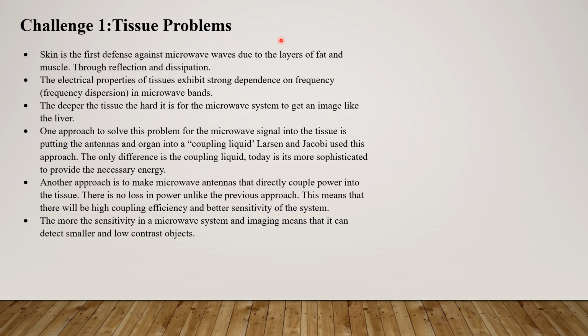Another approach is to make microwave waves that directly couple power into the tissue. There is no loss in power, unlike the previous approach. This means that there will be higher coupling efficiency and better sensitivity of the system. The more sensitivity in the microwave system and imaging means that it can detect smaller and low contrast objects.